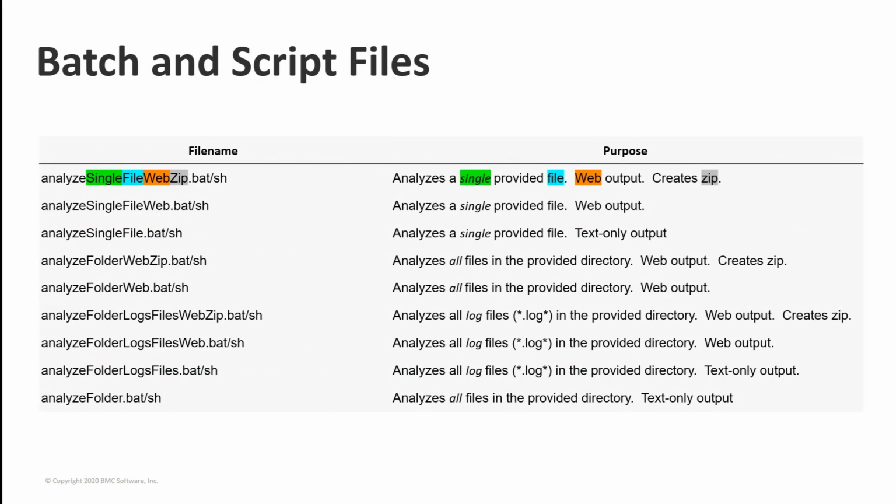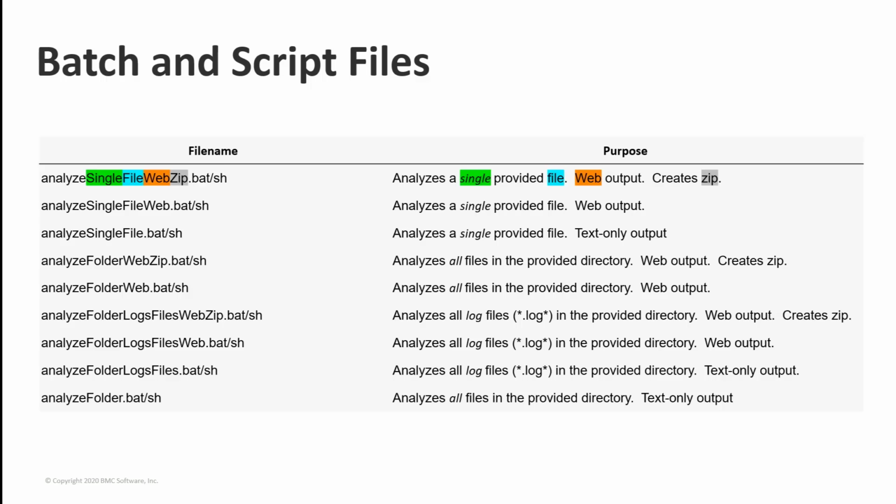Once you unzip the utility, you'll notice that there's 9 pairs of batch and shell scripts that are included. These are all examples and can be used right out of the box as is. And you can see by the names of these batch files and shell scripts that each of them uses a different set of options. For example, the first one, analyze single file web zip.bat, analyzes a single file that you provide as input. It will create web output as opposed to text output, and it will create a zip file of the analysis once you're done. So there's several different features that are used here.